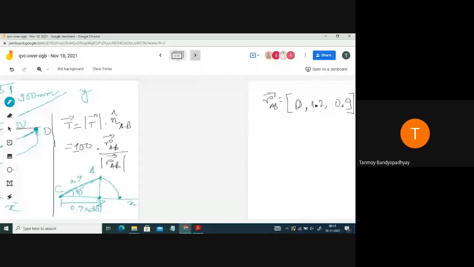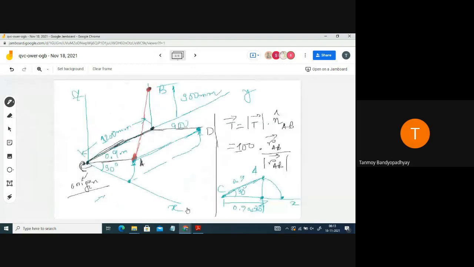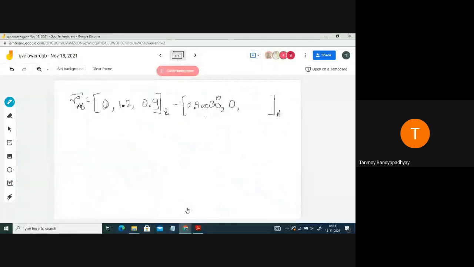So x is 0.9 cos 30 degrees, comma, it is on the plane so y will be 0. Then project again for the z. This one is the Z, so this is 0.9 sin 30 degrees. Clear?